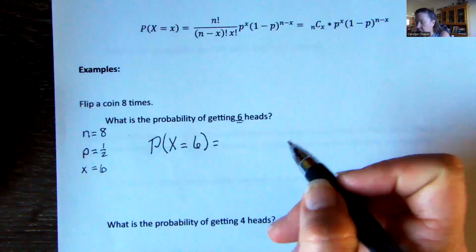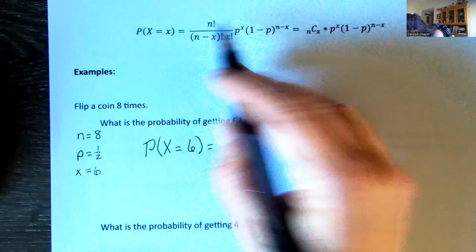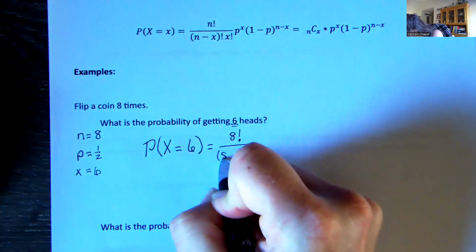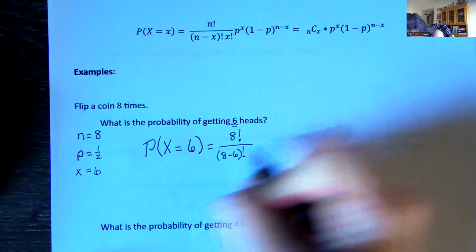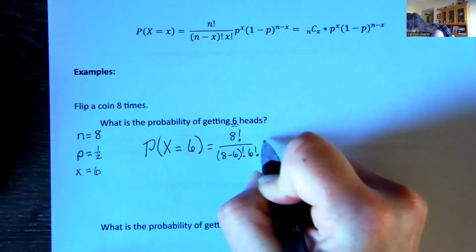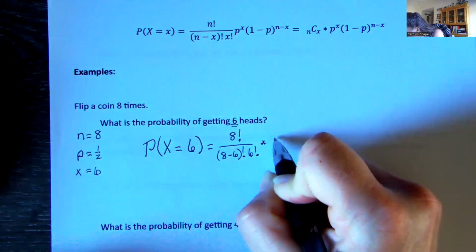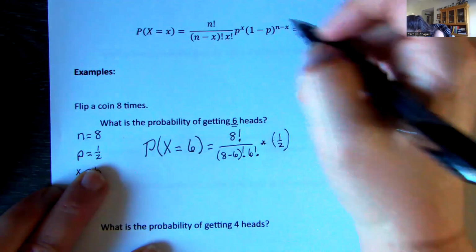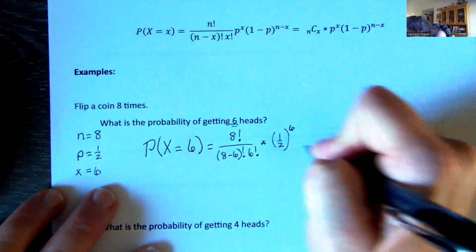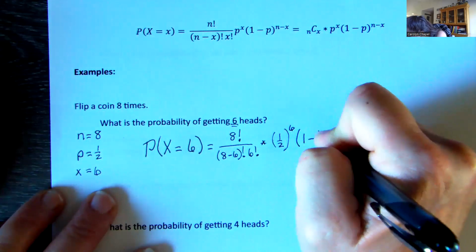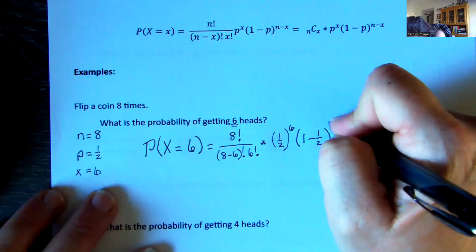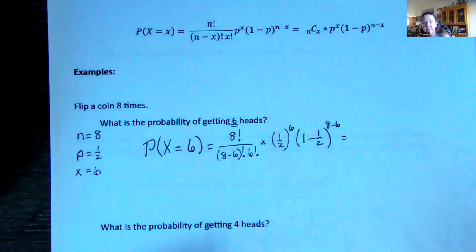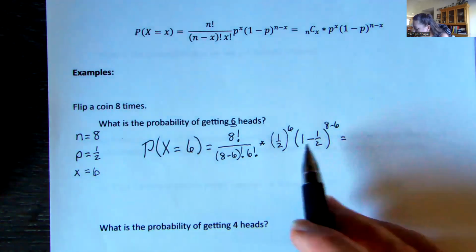Okay, so according to my formula, I need to do 8 factorial divided by 8 minus 6 factorial times 6 factorial. Then I'm going to multiply that by 1/2, or 0.5 if you prefer, to the 6th power, and then 1 minus 1/2 to the 8 minus 6. I'm going to kind of clean this up a little bit before I go to the calculator, basically do some of the subtraction.